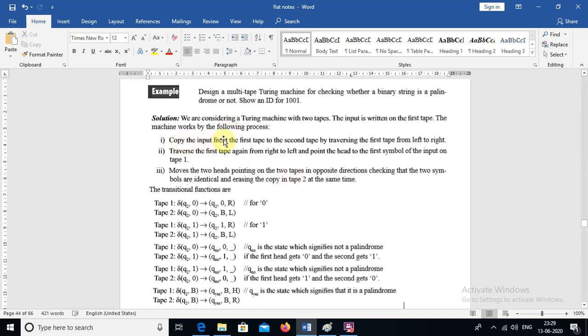Copy the input from the first tape to the second tape by traversing the first tape from left to right. This can be shown diagrammatically. Then traverse the first tape again from right to left and point the head to the first symbol of the input on tape 1. Then move the two heads pointing at the two tapes in opposite directions, checking that the two symbols are identical and erasing the copy in tape 2 at the same time.